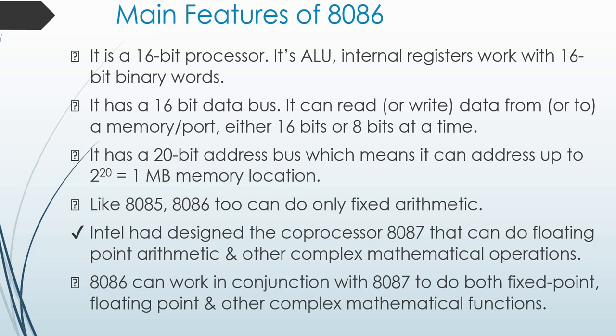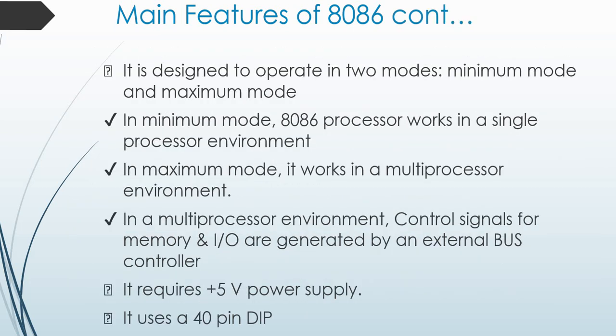And in 8086, there is a special feature called segmented memory. The 1 MB memory has been divided into 16 logical segments. In each logical segment, 64 KB of segmented memory is available.